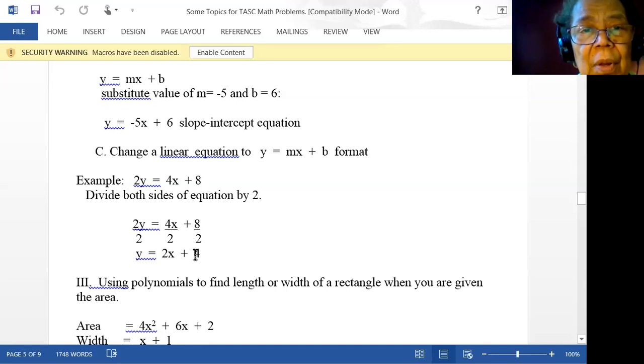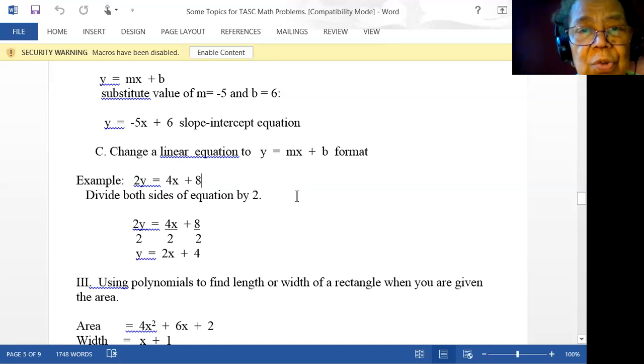Okay? So when you're looking at these kind of equations, look at how you can simplify the equation. In this one, you see that 2 can be divided into each of these coefficients. 2 divided by 2, 4 divided by 2, 8 divided by 2. Look for those kind of things to make your work simpler.